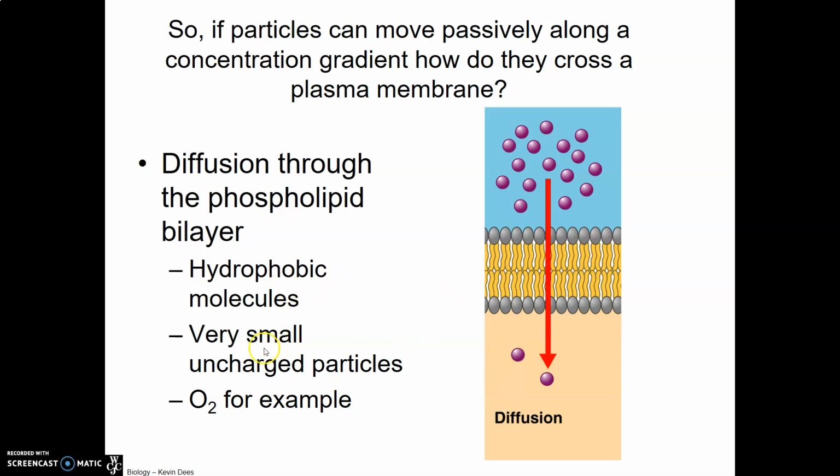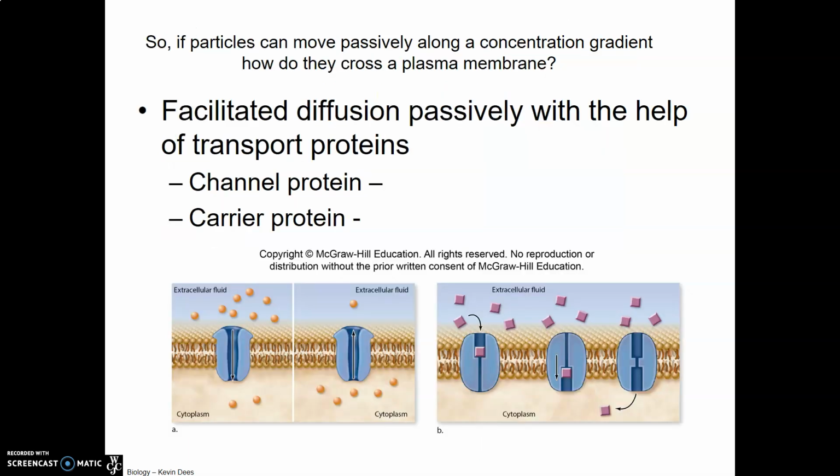So hydrophobic molecules, small uncharged particles, like oxygen molecules, for example, can simply diffuse across this plasma membrane by moving right through the phospholipid bilayer itself. This is how, for instance, oxygen uptake by your body occurs. The air that we breathe contains oxygen. It's routed down to the little sacs, the alveoli in your lungs, where it crosses a cell membrane and then crosses another cell membrane to get into the capillary before it's picked up by those hemoglobin molecules in our red blood cells. Very simple, just moving by diffusion.